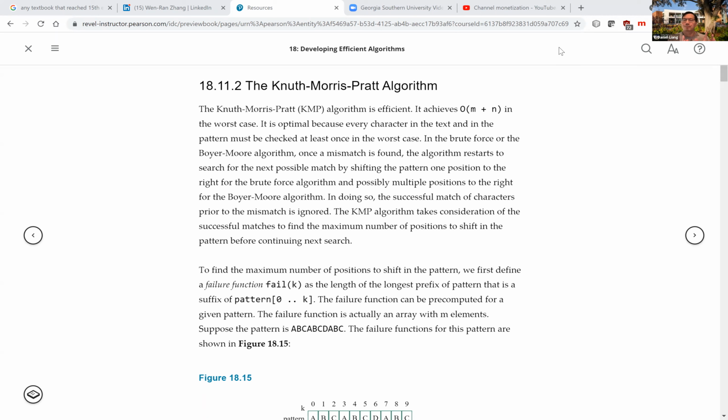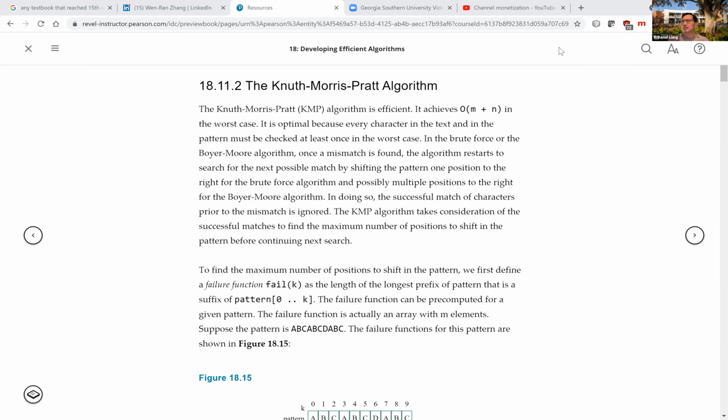Please recall that in the brute force algorithm, we always shift one position. If the pattern doesn't match the text, we shift one position, and if it doesn't match, shift another one. For the Boyer-Moore algorithm, we compare the pattern with the text from right to left. If there's no match, we can shift multiple positions.